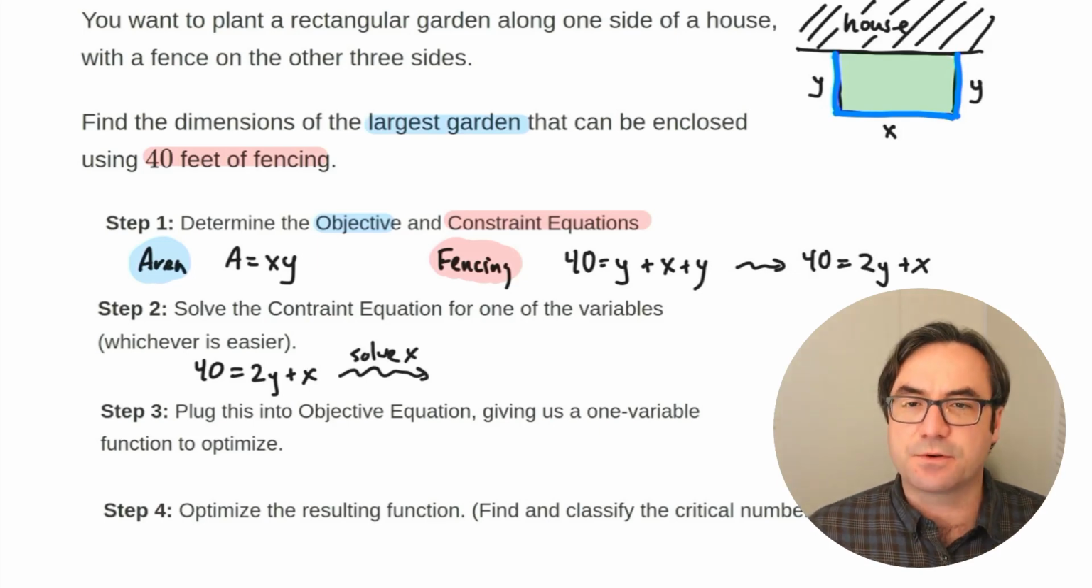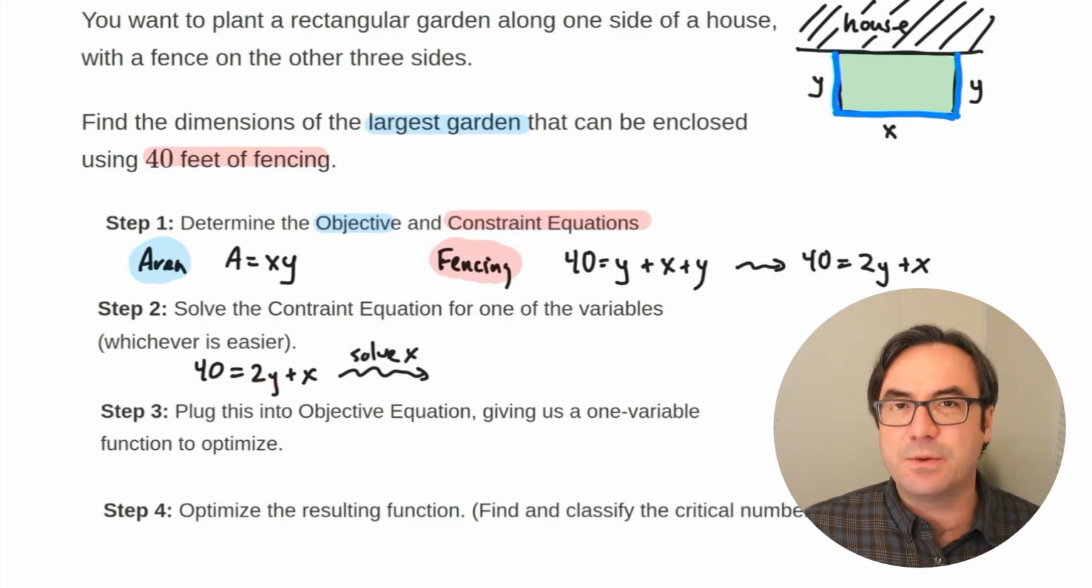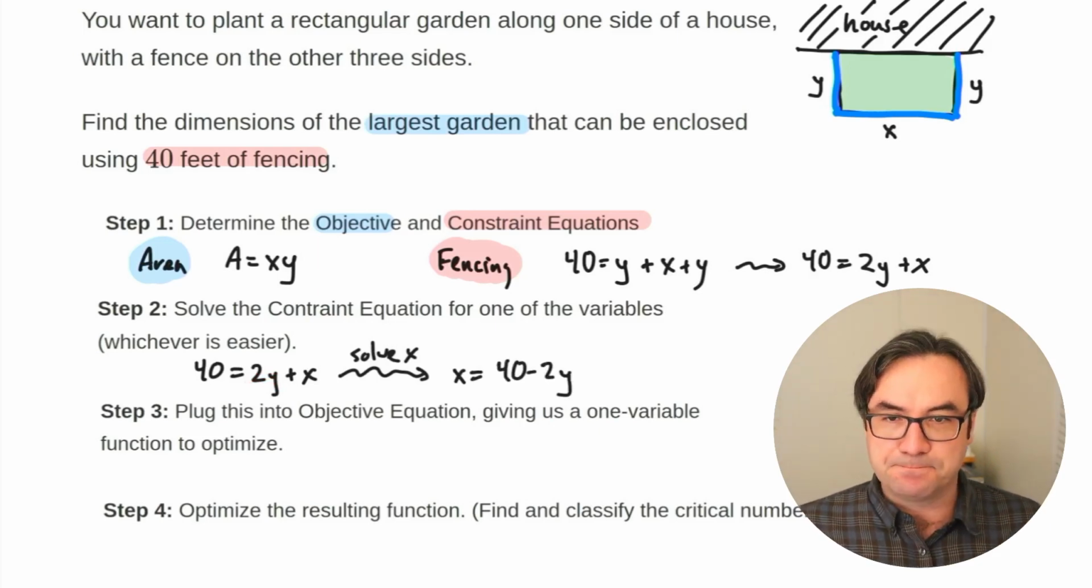Slightly easier to solve for x. We don't have to divide by 2. If we were going to solve for y, we'd have to divide by 2, and that would get some fractions. So in this case, slightly easier to solve for x. And when we do that, we get 40 minus 2y.